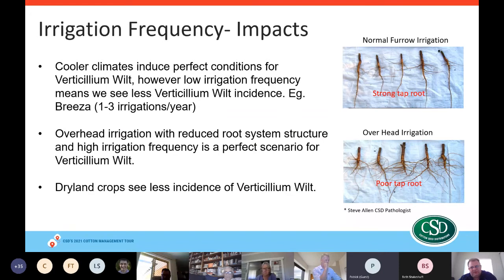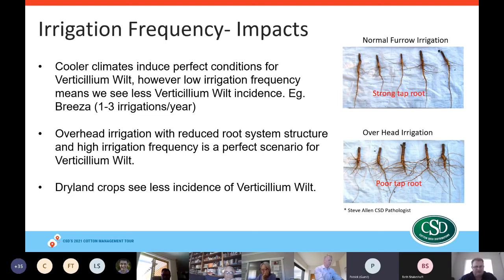Now, this is some of the work that Steve Allen's done over a number of years in terms of irrigation frequency, and it backs up and supports stuff that Karen put up there. But cooler climates do induce the perfect conditions for verticillium wilt. However, low irrigation frequency means we see less verticillium wilt incidents. And we do see this at Breezer where they're only irrigating once or twice a year, up to 3 irrigations. It just doesn't seem the severity or the incidence of the disease as much as what we see where we're irrigating up to 10 times.